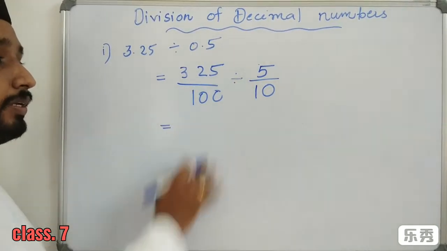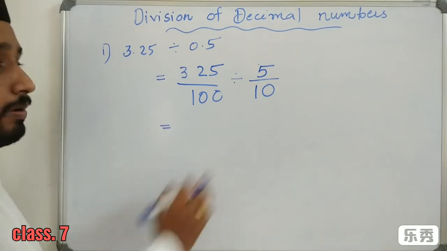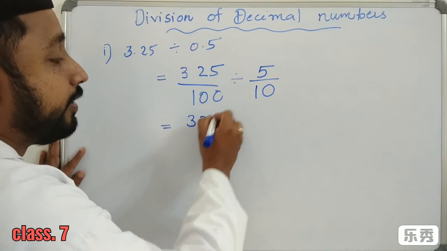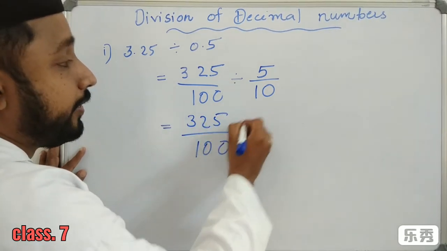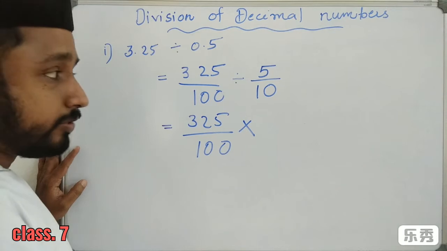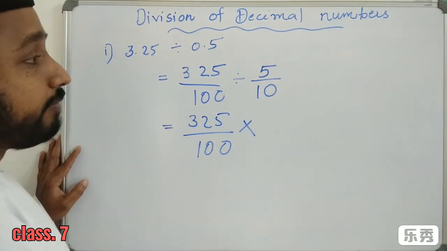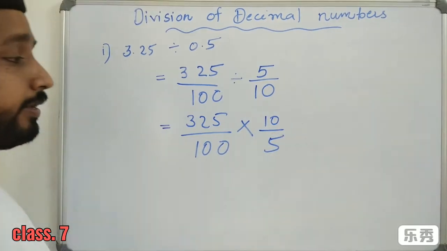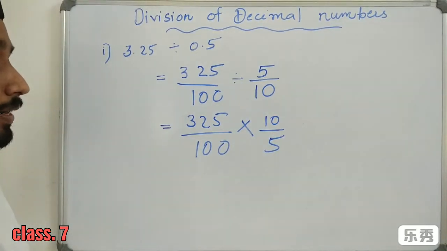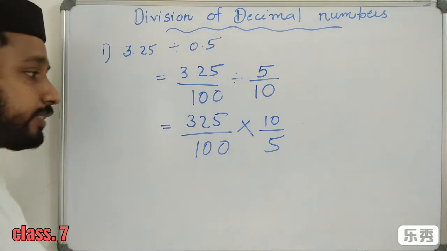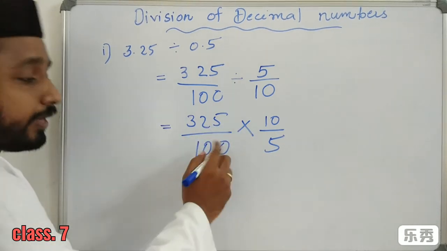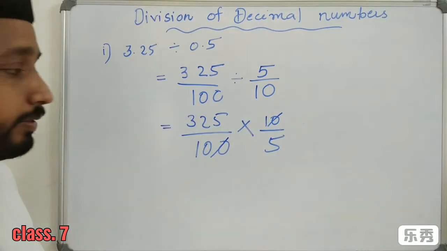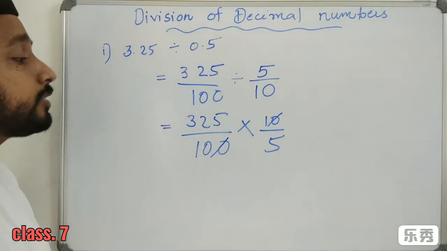We can divide two fractions. How? By multiplying by the reciprocal. 325 by 100 into, this division we change into multiplication, 10 by 5. So 325 by 100 into 10 by 5, which means here 325, here 5, here 100, 10. We can cut the 10 and 100, you get 10.